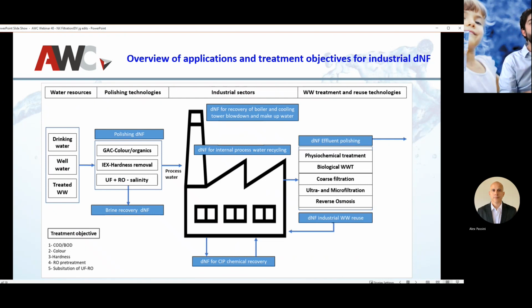We're taking a well water, we're taking a drinking water, or we're taking treated wastewater, secondary effluent, like I mentioned, and you're going to use the membranes to create process water. You're going to use it to replace GAC, ion exchange, or UF plus RO to make process water. But you can also use it for brine recovery. You can treat the brine to increase the overall recovery of that system.